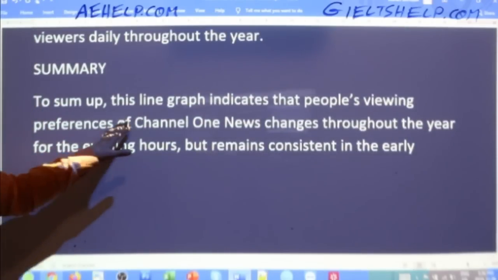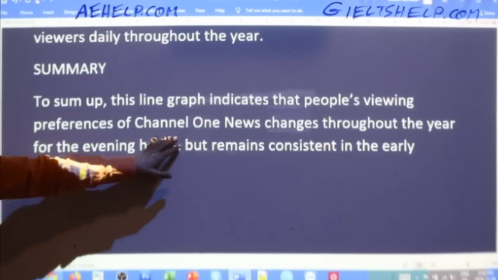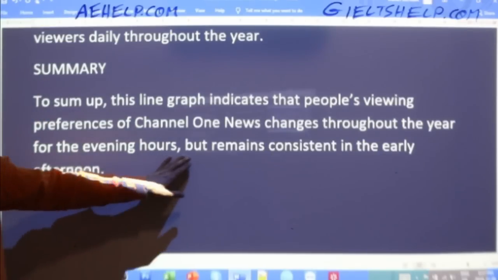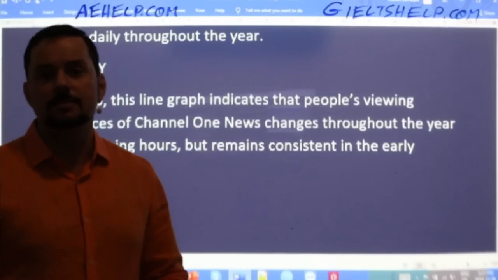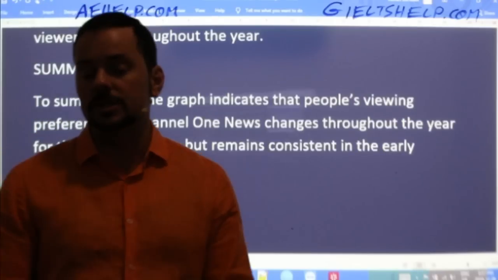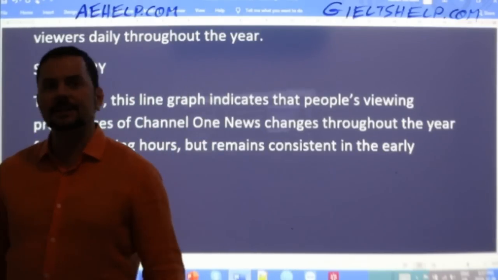To sum up, this line graph indicates that people's viewing preferences of Channel 1 news changes throughout the year for the evening hours, but remains consistent in the early afternoon. That's your Band 9 essay. It's roughly 220 words. Of course, it's going to be a little bit more than 150.